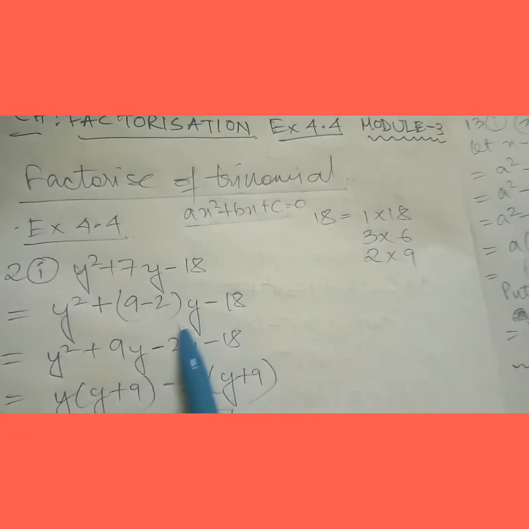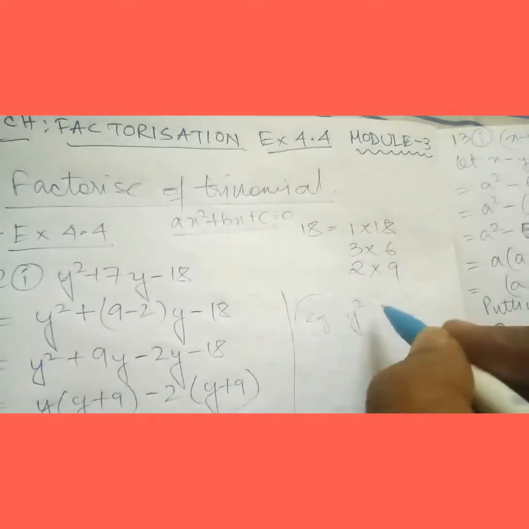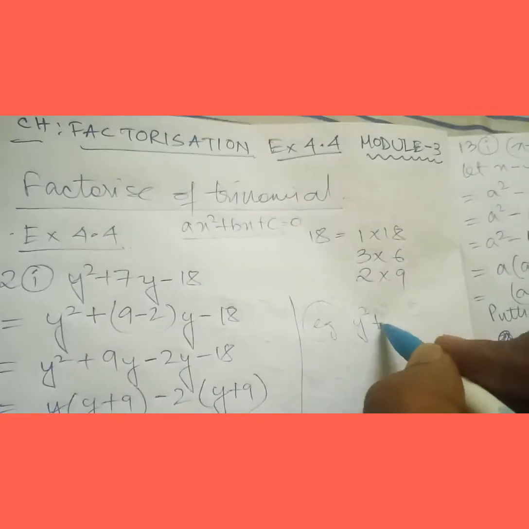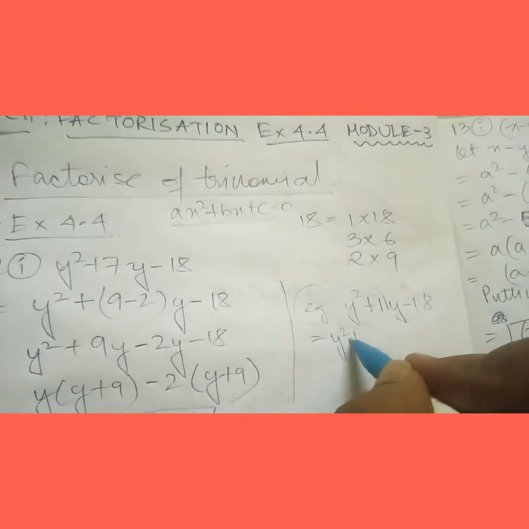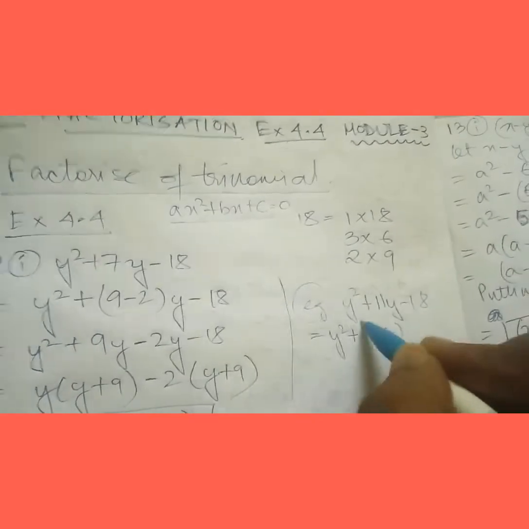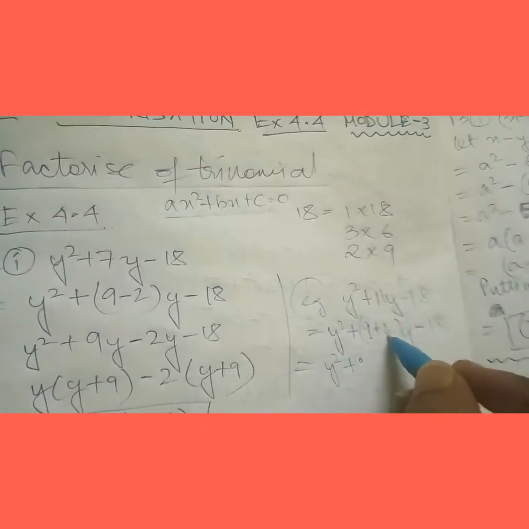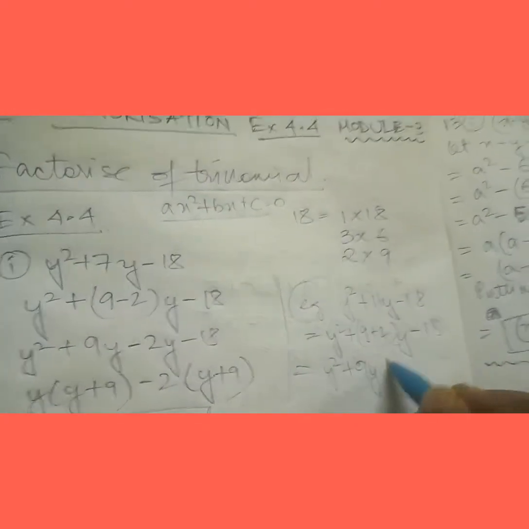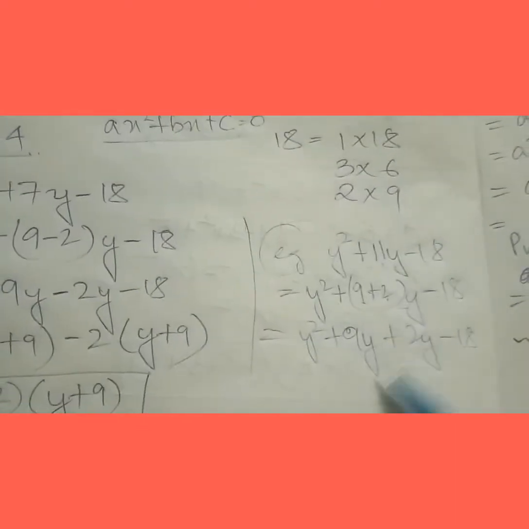Suppose it is given 11, suppose I'm taking an example y square plus 11y minus 18, then what should I have done? y square plus 9 minus 2y minus 18. Then y square plus what will be opening? See, 9 plus 2 is coming what? 11. 9y plus 2y minus 18. Understood? I hope you have understood this part.